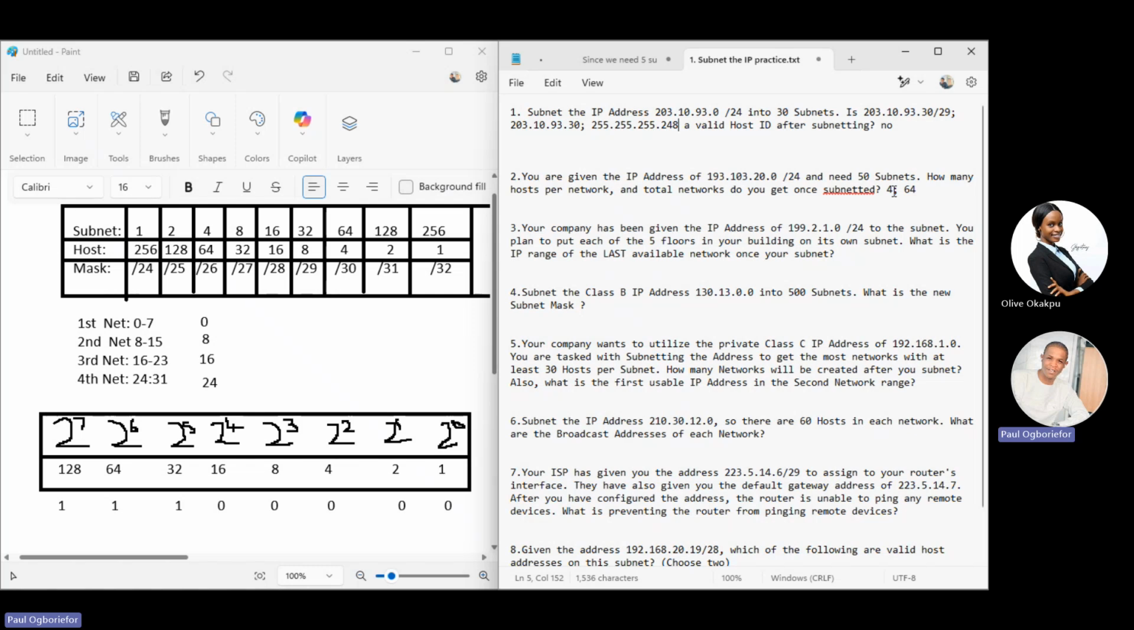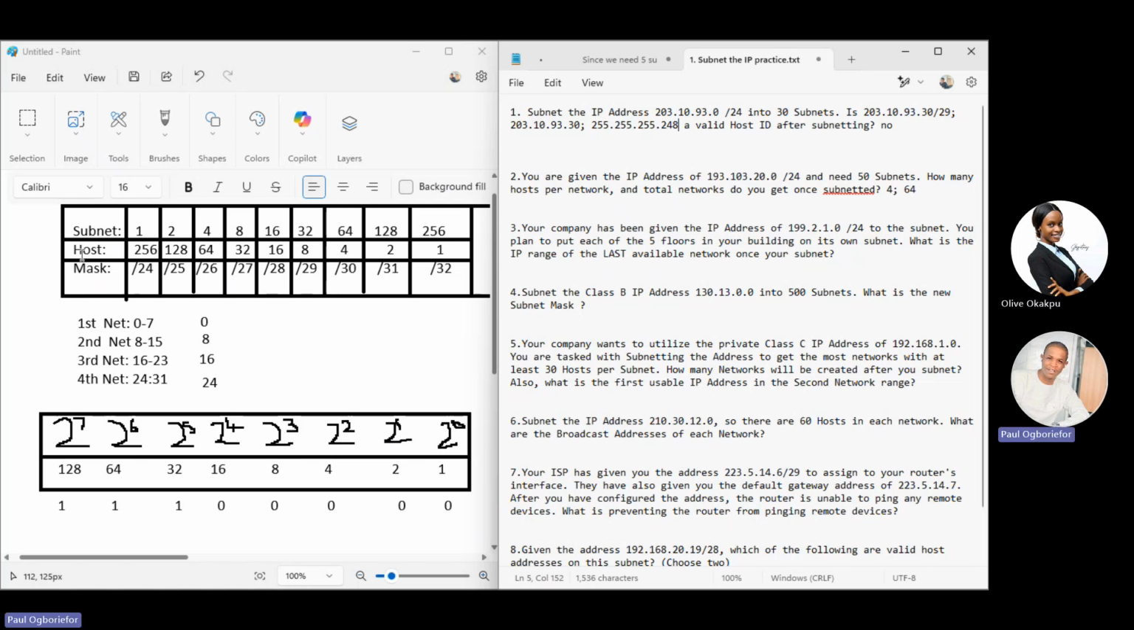The next network will start from 32 to 63. The next network will start from 64, like that, right? But if I don't want to go through all those routes from the beginning, I already know that the last network will always be 256. Because the range, when they are talking about range, they are talking about host. I already know that the last host will always be 256.